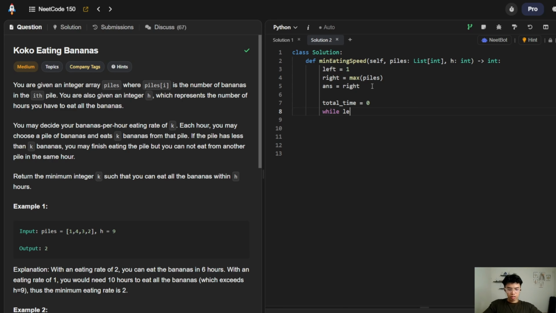While left is smaller than or equal to right, the mid is the average sum of left and right. And now we write the math function to calculate the total time.